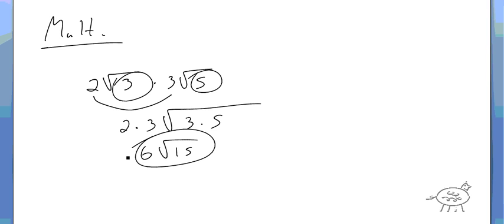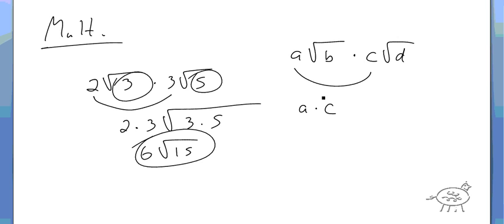All right, so that's really not too bad. But if I put it like a generic thing, the square root of b times c square root of d, you basically have a times c on the outside of the radical, and then on the inside of the radical, it's b times d. So it's ac radical bd. All right, so that's pretty straightforward, right?